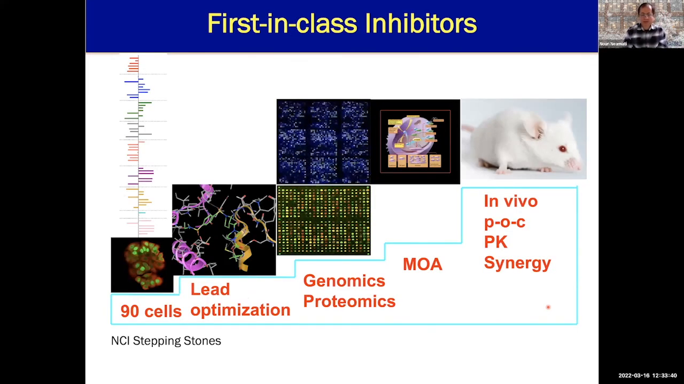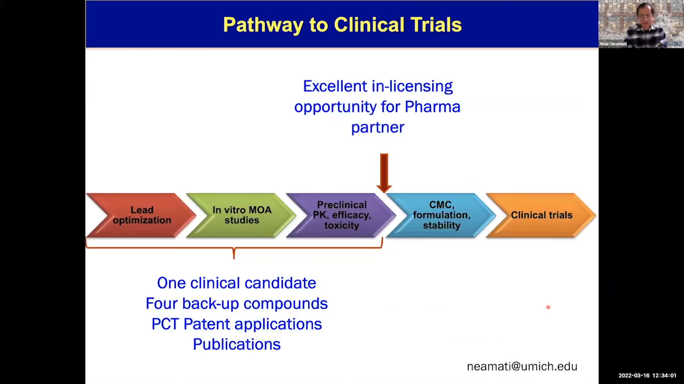So what do we have so far? We have this class of compounds that are active in 90 cell lines. We have done very extensive lead optimization, genomic and proteomics mechanism of action studies, and in vivo proof of concept studies. We have done all of that, and obviously I cannot show you all the data, but if you're interested, please let me know. So what we have in hand right now is at least one compound that we call a clinical candidate that is essentially ready to go. And we have 4 other backup compounds, just in case something happens. It's always nice to have a backup compound. And we are preparing several publications in this area.